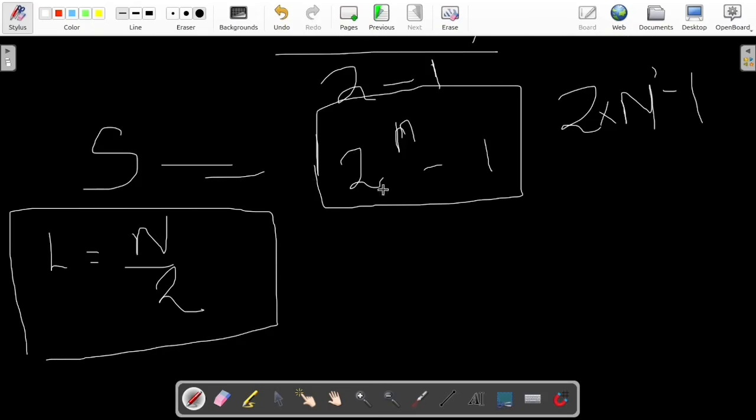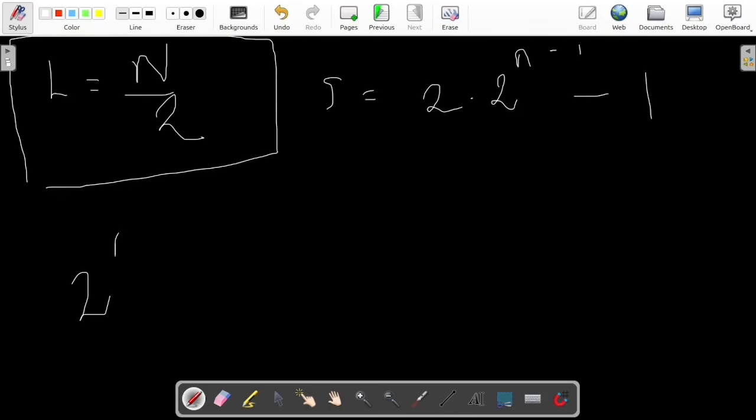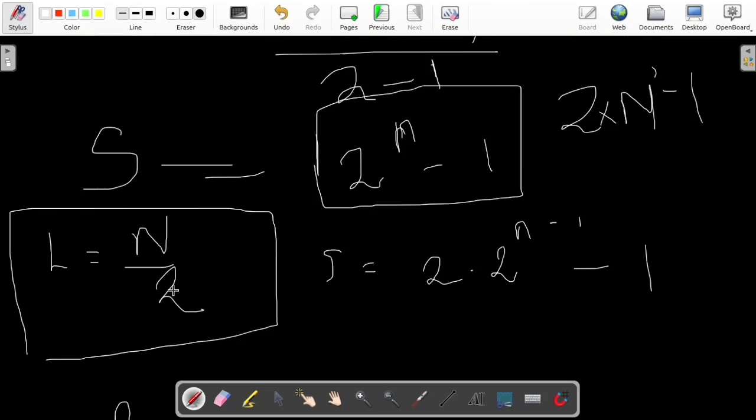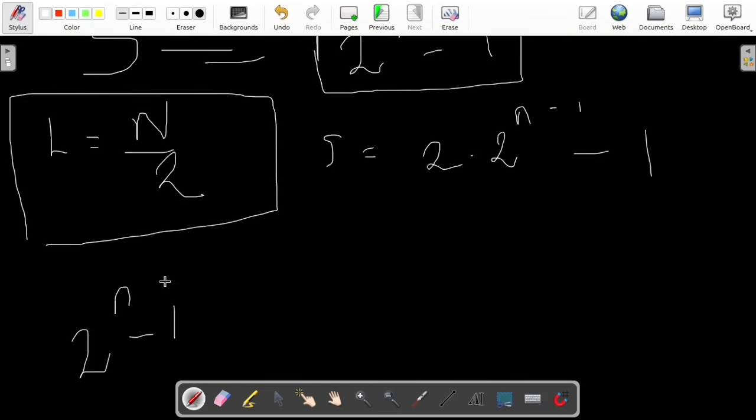Okay. Now, can we write this equation like this? 2 times (2 to the power n minus 1) minus 1. Okay. Now, what I said, 2 to the power n minus 1 is your total number of nodes.